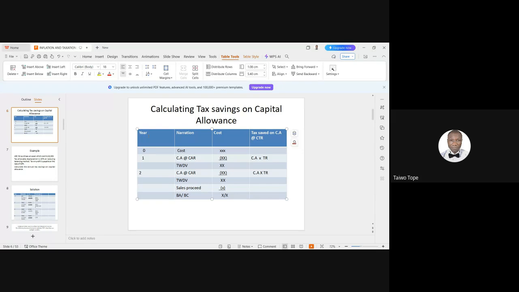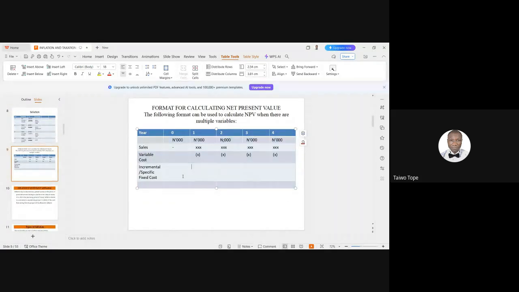So we have the incremental or specific fixed cost. Where you have that in the question, you know it is relevant, so it will be considered as a relevant cash flow. Where you have all these, there can be more, but they will be classified in this category: variable costs or incremental or specific fixed costs.